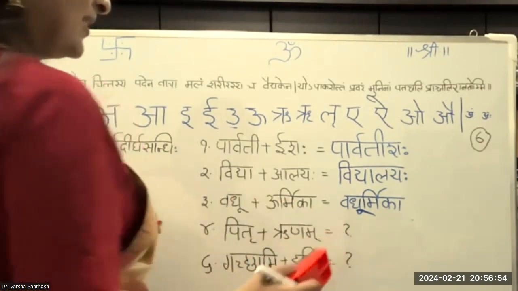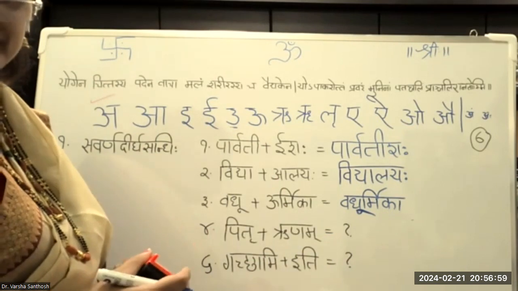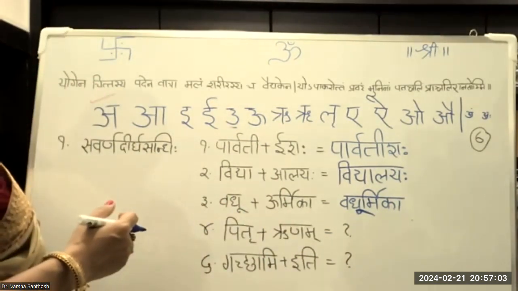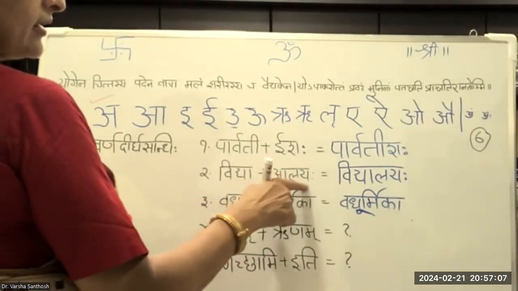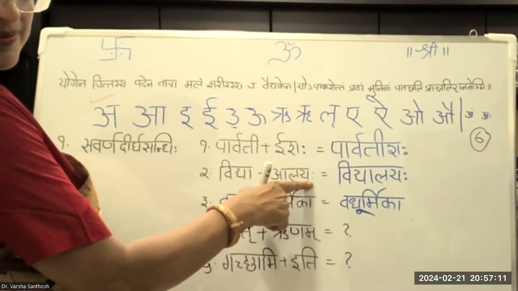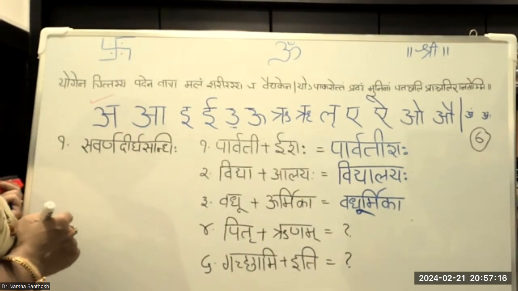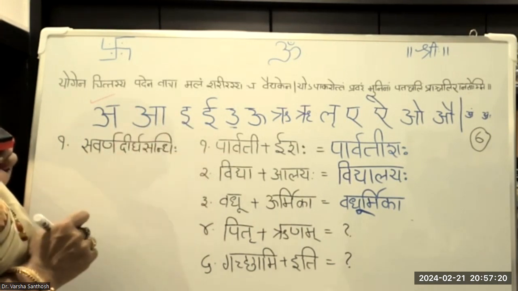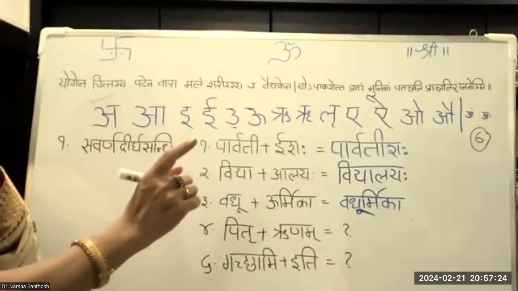Yes, I have a doubt. In Vidya plus Alaya, why is it Vidyalaya? Why are there 2 dots? Because Alaya is having 2 dots here. Oh, I can't see, sorry. Yes, there are 2 dots over there. I'm not writing now, but I'll take a photo and post it in the group. Anything else? All clear?